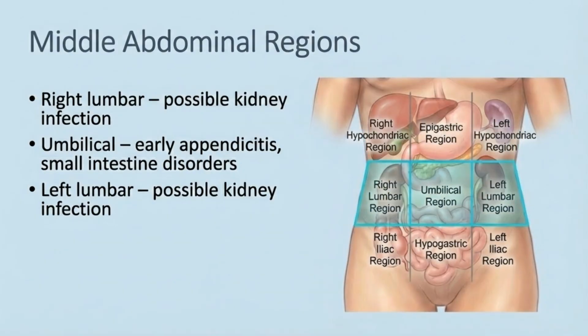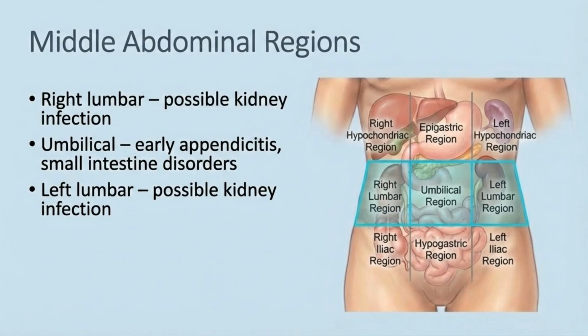The middle abdominal regions include the right lumbar, umbilical, and left lumbar regions. The term umbilical comes from Latin and refers to the navel. These region terms are commonly used in detailed assessments and imaging reports. The right lumbar region is located on the right side of the abdomen, lateral to the umbilical region. The term lumbar refers to the lower back or flank area. This region is often used when documenting pain related to the intestines or right kidney.